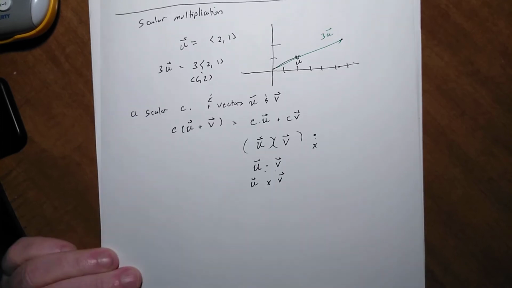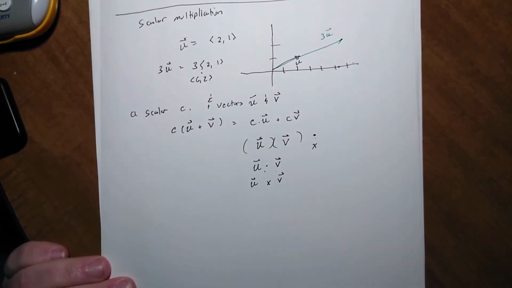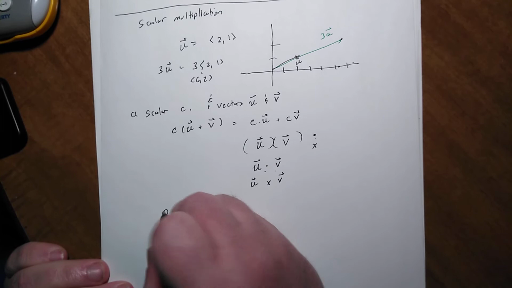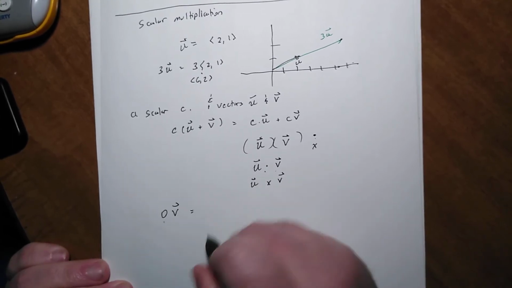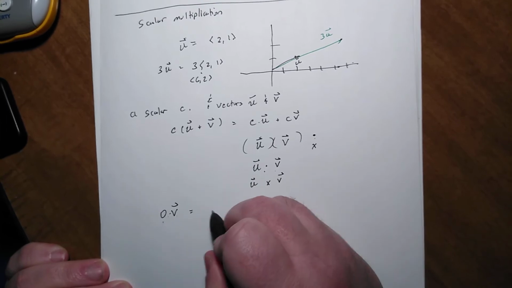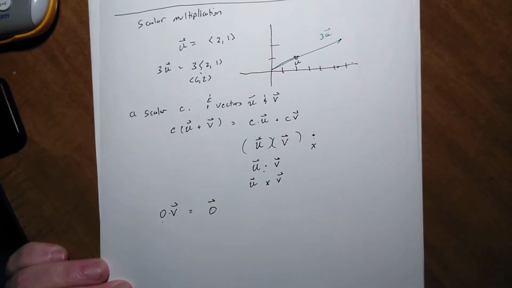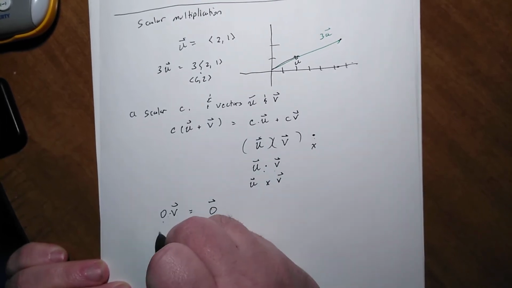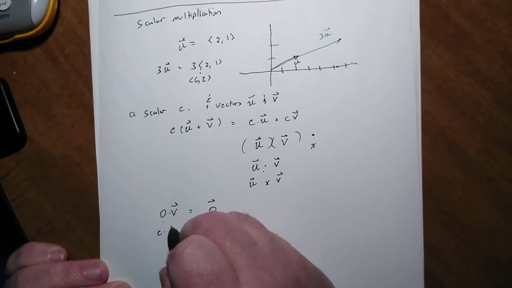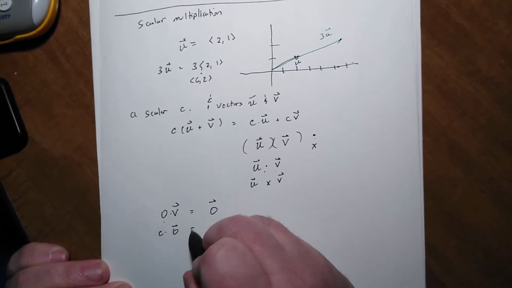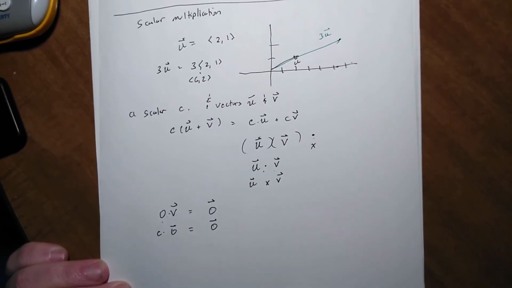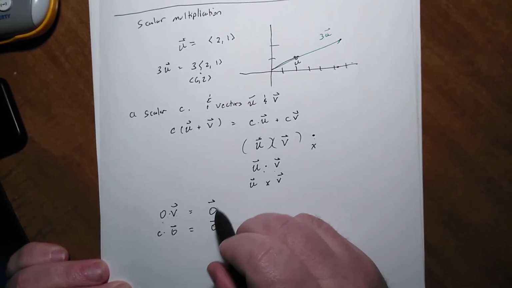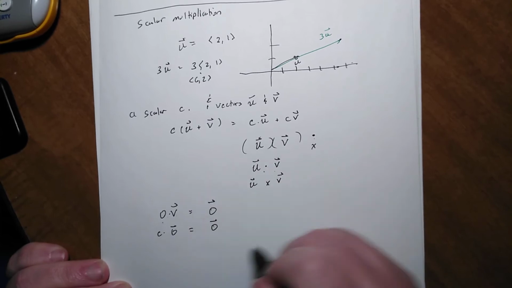I will warn you that if you have the scalar 0 times a vector u, then we end up with a new vector. But since we're multiplying it by 0, that vector is now the 0 vector. Okay, and if we have c, a scalar, times 0 the vector, we still end up with 0 the vector. So it's important. Your engineering teachers will be very pleased with you if you write 0 as a vector.